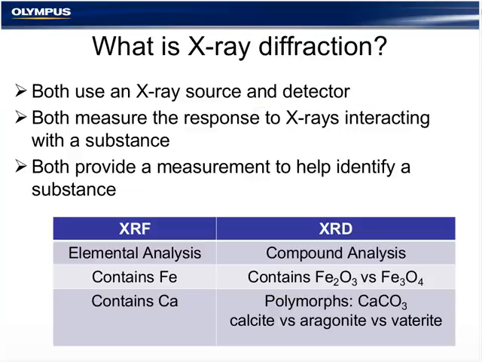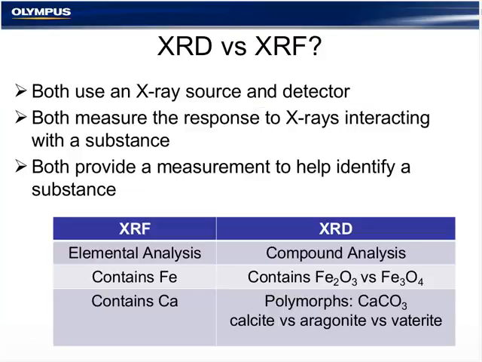The distinguishing difference between the two techniques is elemental versus mineralogy. Both techniques use an X-ray source and a detector. Both measure the response to X-rays interacting with a substance, and both provide measurement to help identify a substance. The difference is that XRF is elemental.